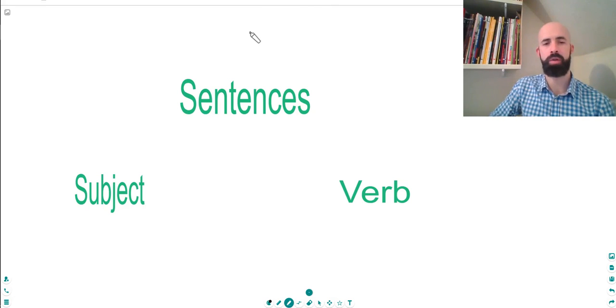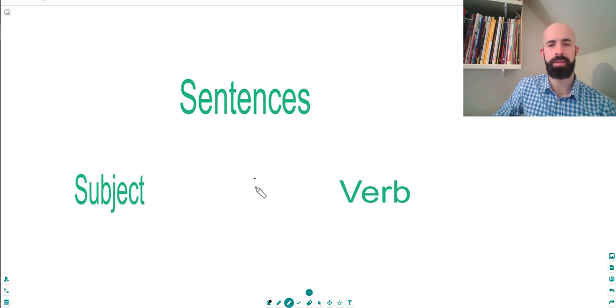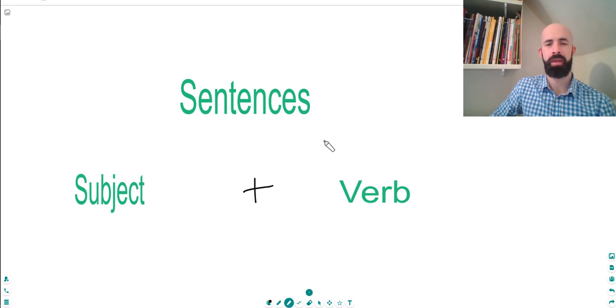Okay, so from a grammatical point of view, a sentence is a subject plus a verb. In 99.9% of cases, a sentence has to have a subject and a verb. And let me give you an example of this. I studied history at school. The verb would be to study, and the subject, in this case, the subject is I. That is the person doing the studying.